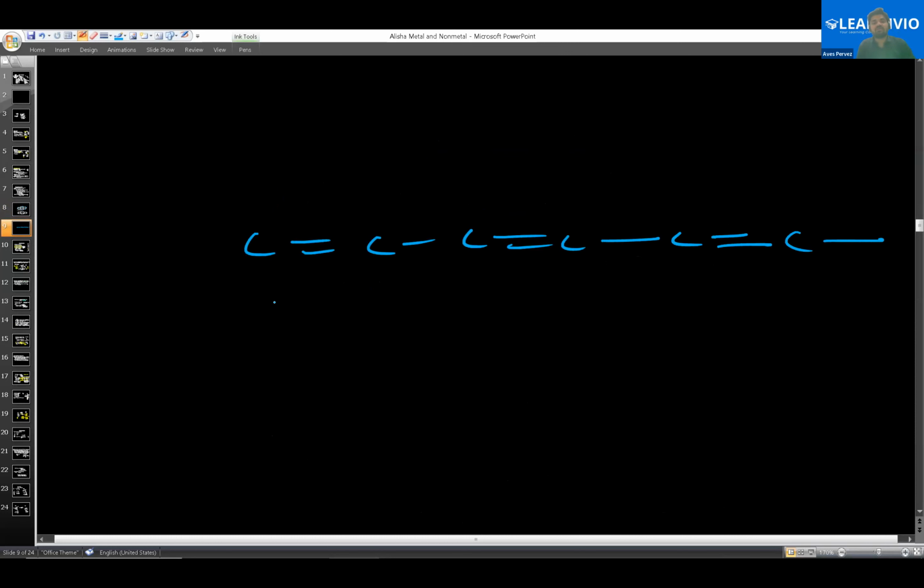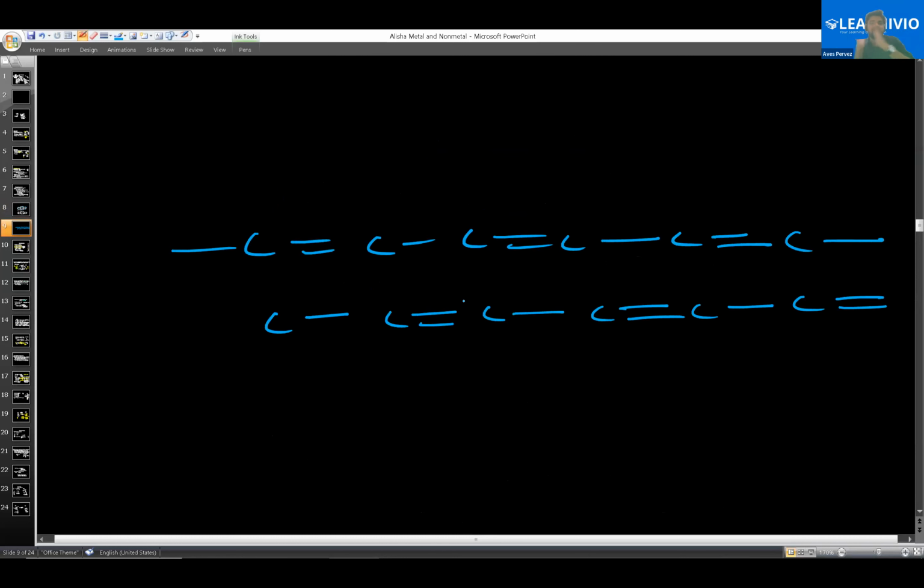So as a result, after some time, where there is a double bond, there will be a single bond, and where there is a single bond, there will be a double bond, like this. And this process continues: double bond, single bond, double bond, single bond.